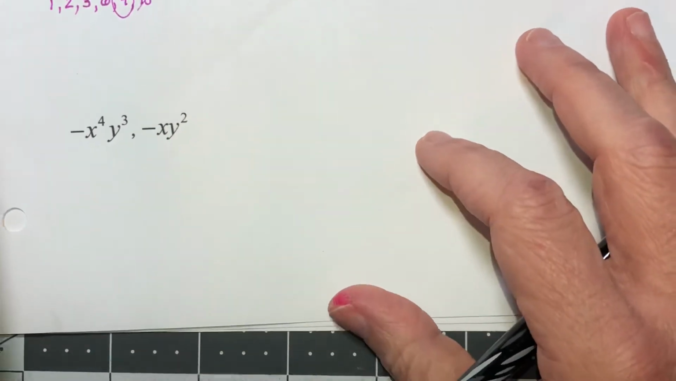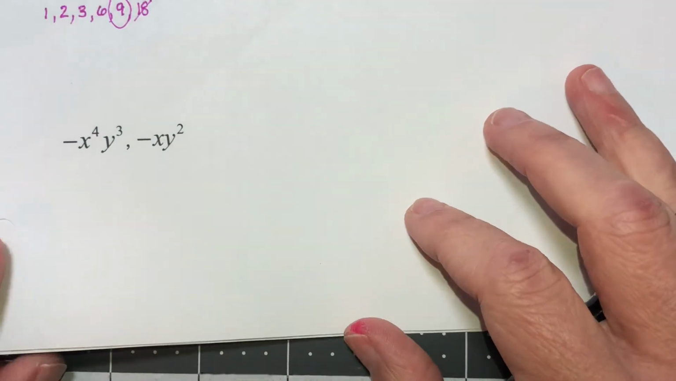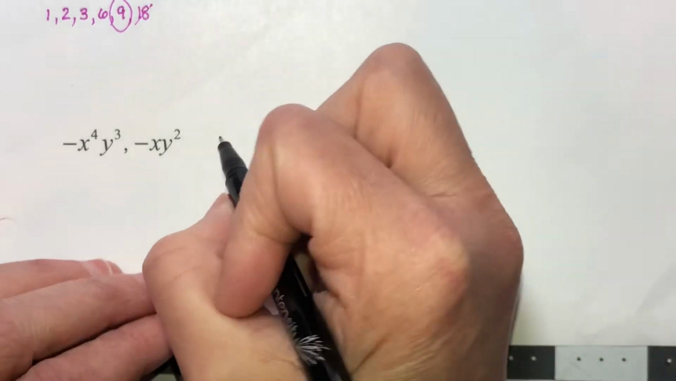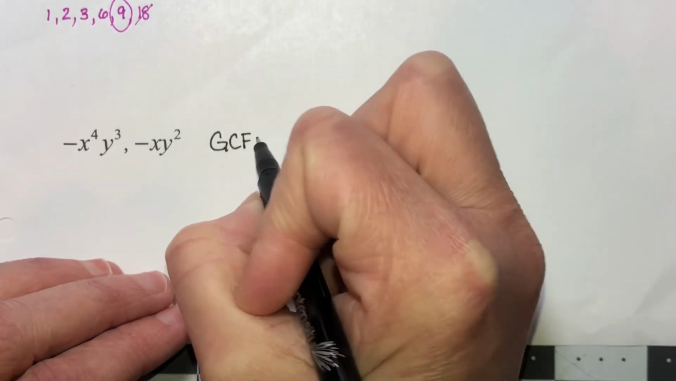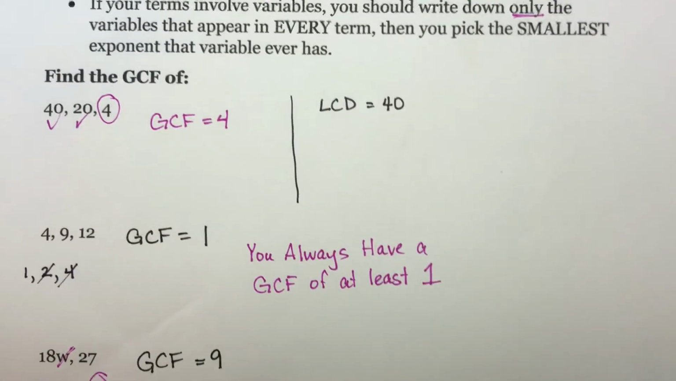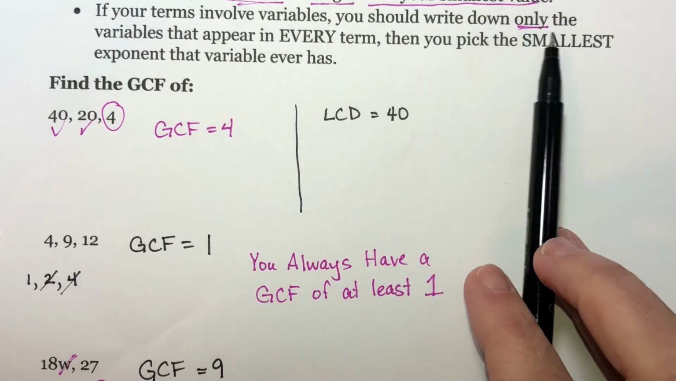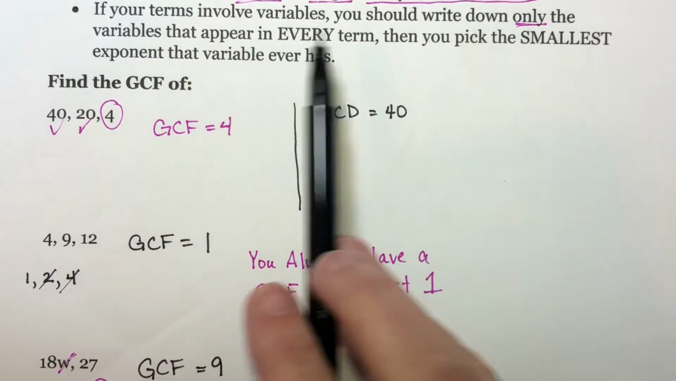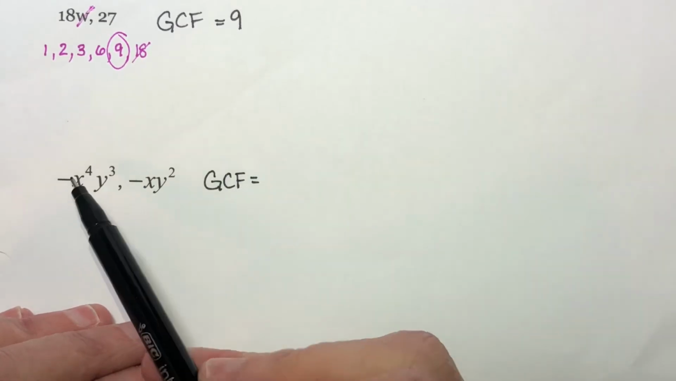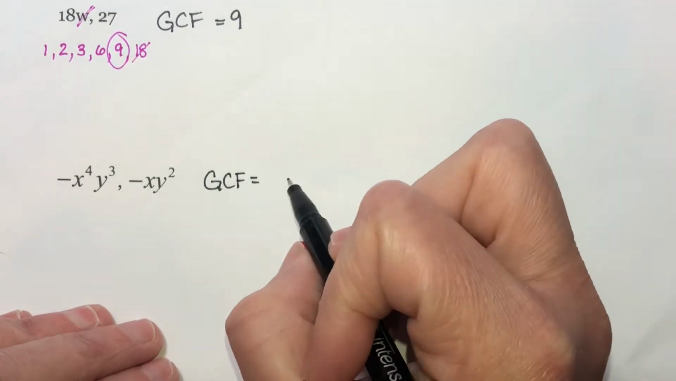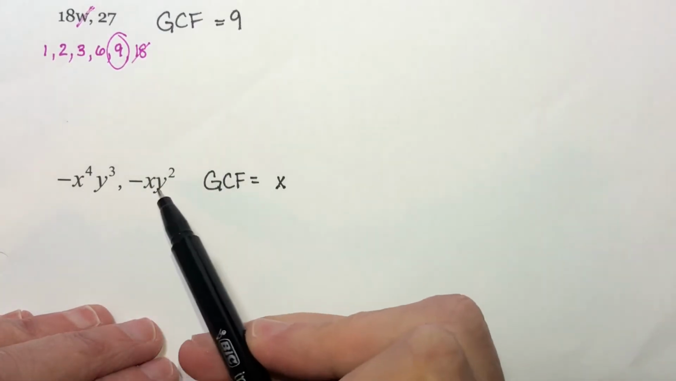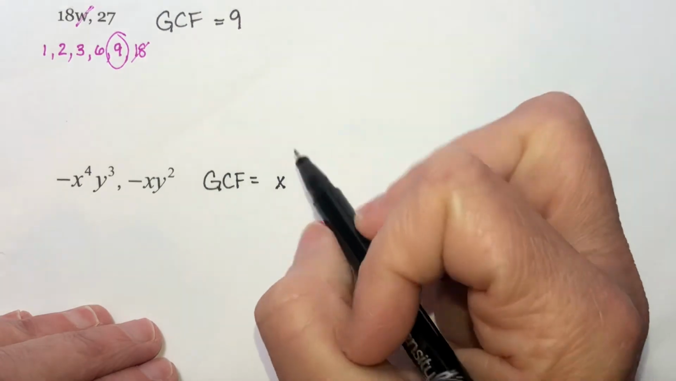So next problem, all right? This one is all variables, and we have negatives involved. Remember, we always have a GCF, even if it's only a 1. We said when we have variables, you should write down only the variables that appear in every term, and then we'll talk about how to deal with the exponents. So I'm building up this GCF right now. There's an x in both of them, so I know my GCF is going to have an x in it to some power. There's a y in both of them, so it's going to have a y in it to some power.